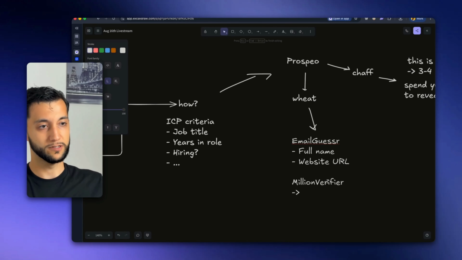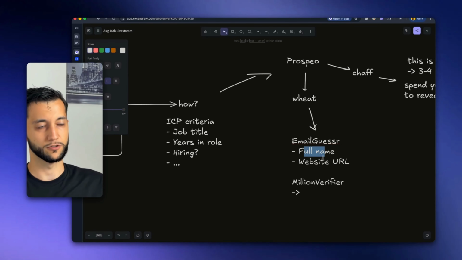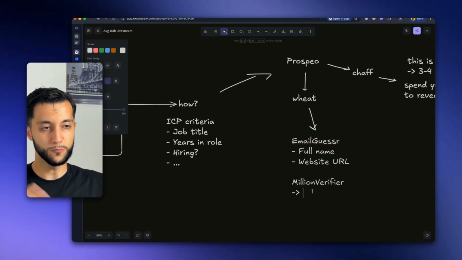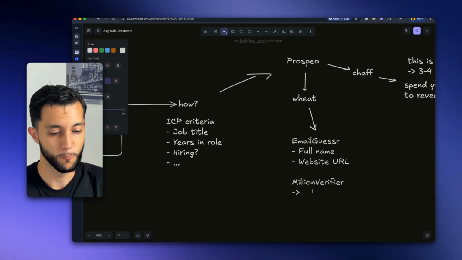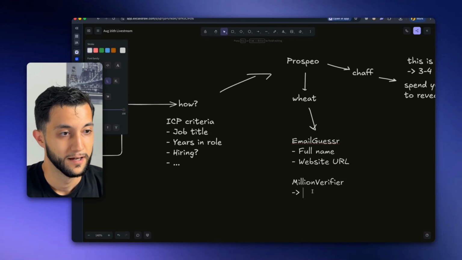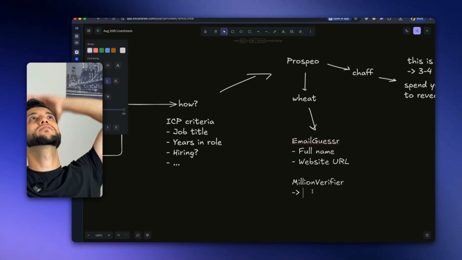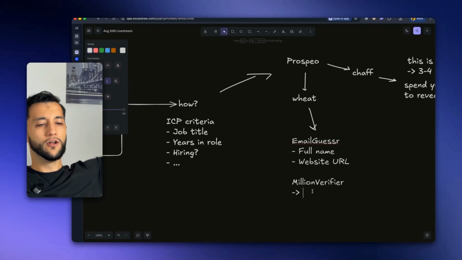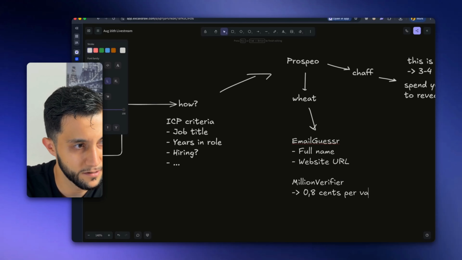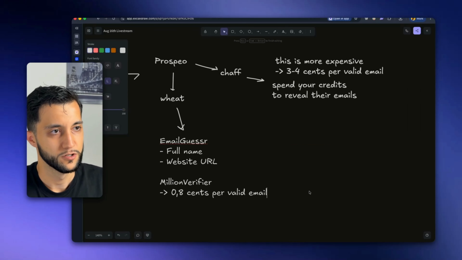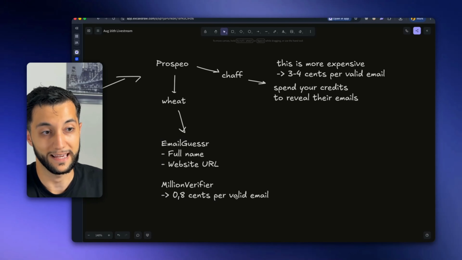So what we do is we take all of these different variations of full name at websiteurl.com, and we guess their email addresses, and then the valid ones we take and put into the email campaigns. With this, I have a lot of numbers in my mind right now, but I think we're getting on average something like 0.8 cents per valid email. So it's basically 3 to 4 cents versus 0.8 cents per valid email, an actual valid email.